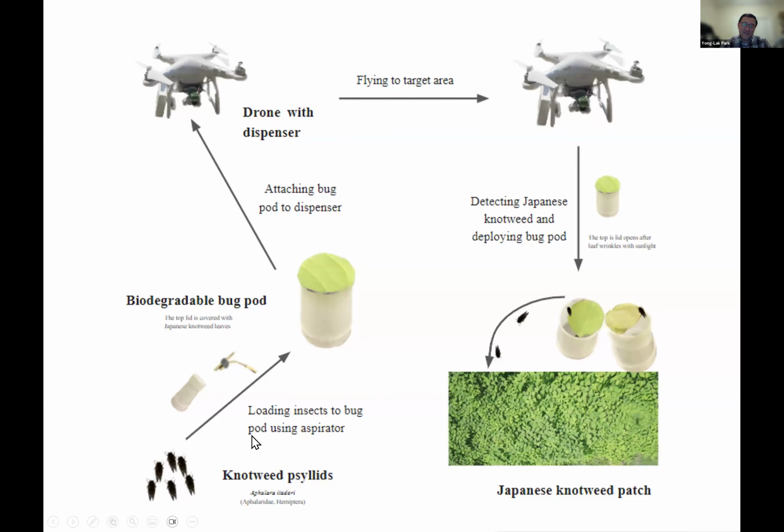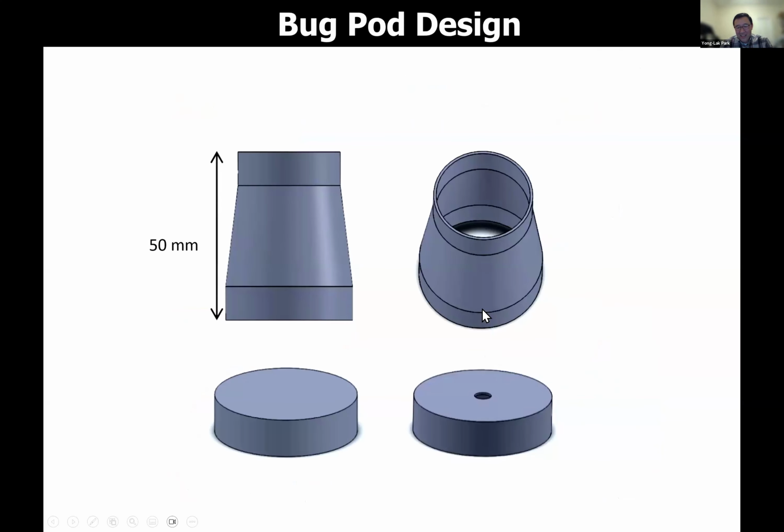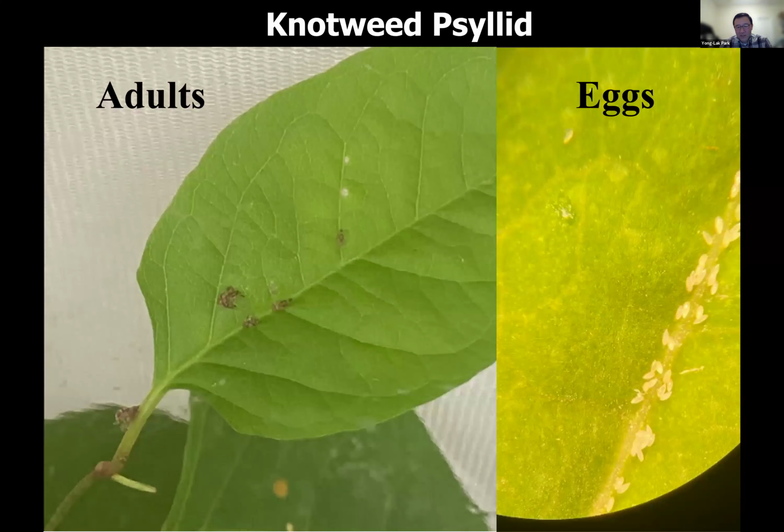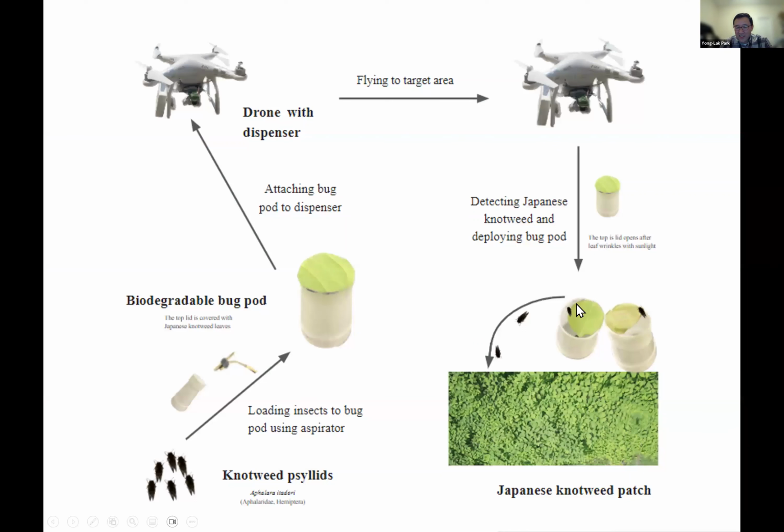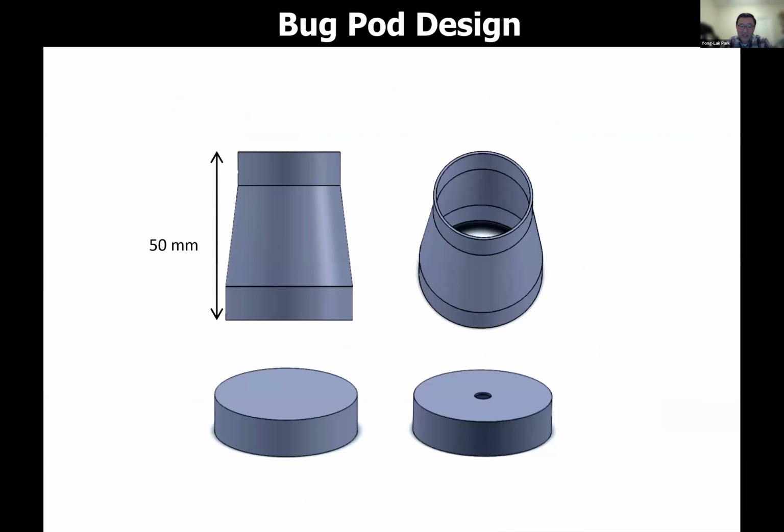So this is our idea. We put a natural enemy into the bug pod, put it into the dispenser, go there and then release it. But the big difference is this cover should open automatically, because when this drops to the canopy, it doesn't break. So that's why we put the leaves.